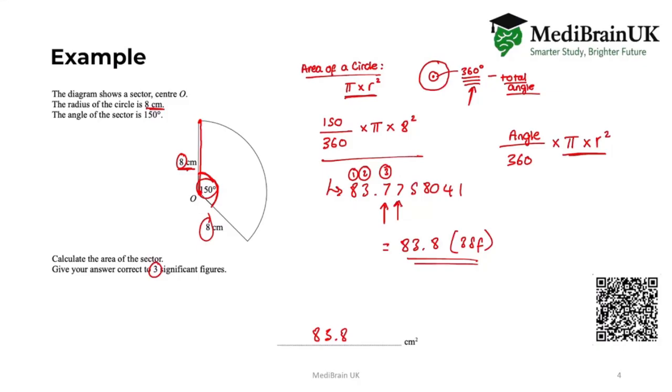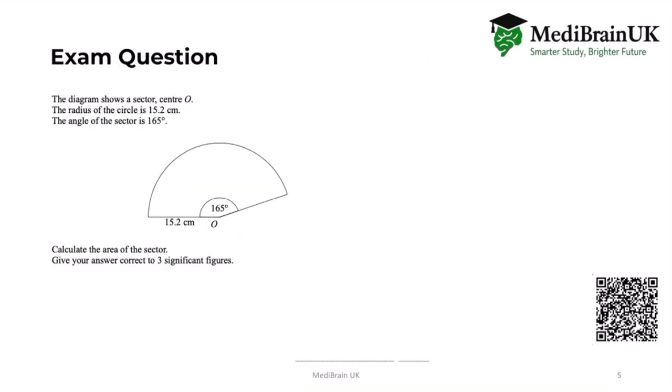Yeah, this is a 3. It looks like a 5, but it is a 3 here. You don't need to draw the diagram. You can just work it out from the question.